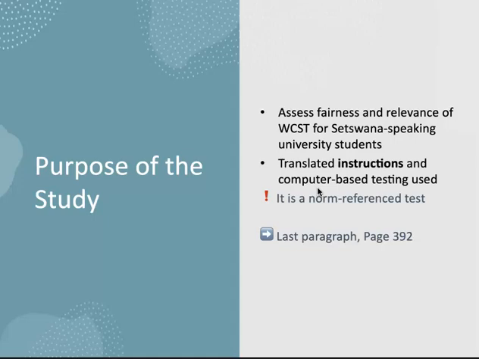So it's meant to measure executive function. It is a norm reference test, which means that the scores are compared to a group average, not judged against a fixed standard like your exam paper, 50%.